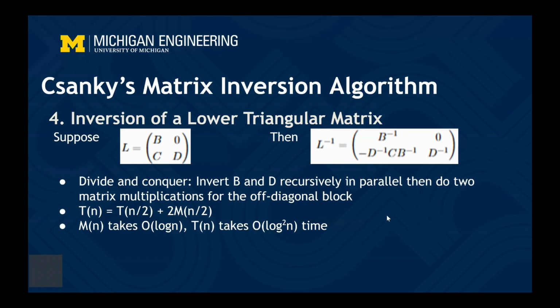Assume that T of n is the time complexity for lower triangular matrix inversion. We get a recursive definition for the time complexity as T of n is T of n over 2 plus 2 times M of n over 2, where M is the time complexity for matrix multiplication. We know that M of n takes O of log n, so T of n takes O of log squared n time, and it's polynomial in the number of processors required.